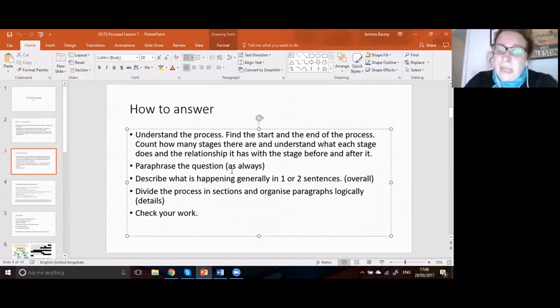Obviously, what you're going to put in it is going to be different, but always paraphrase the question, then you do an overall, and then you provide the details. So we're going to break down what we mean by the overall and providing the details, and try and explain it to you so you're quite clear about what you need to do.